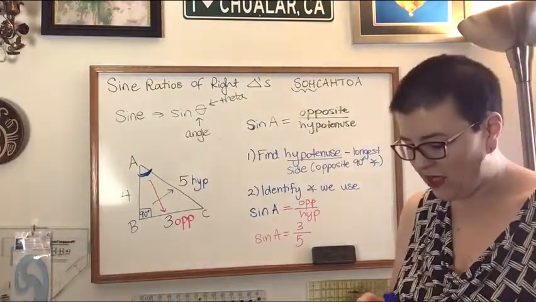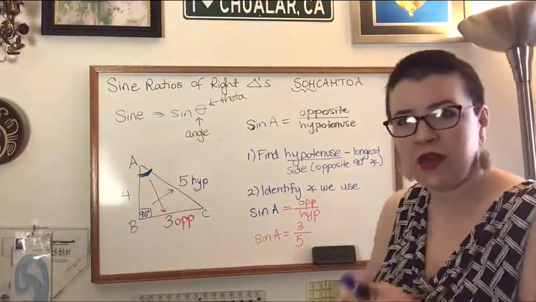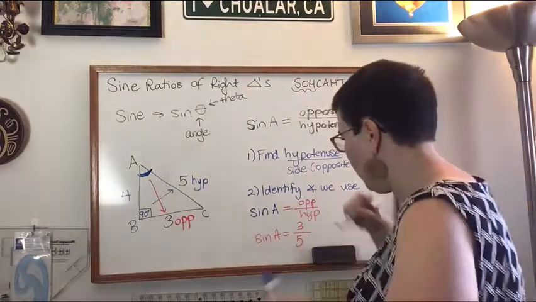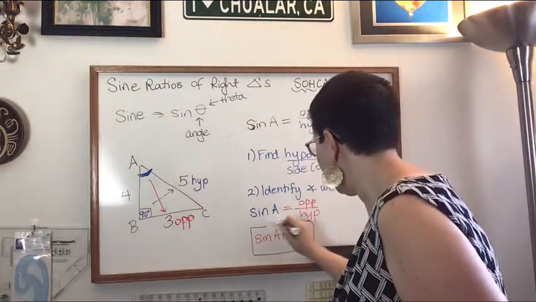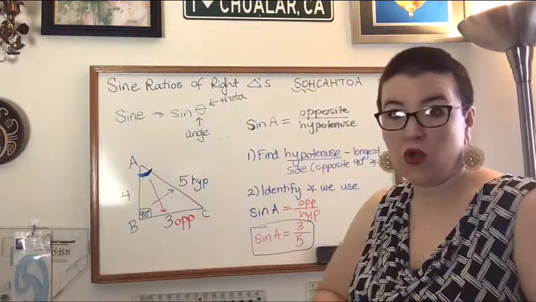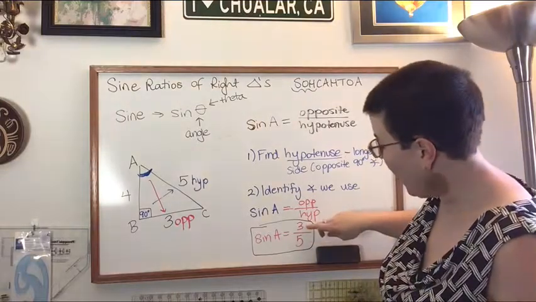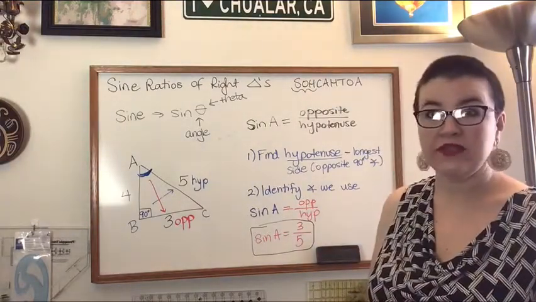That's all I'm asking you to find for these initial sine, cosine, tangent problems: can you find the ratio, the fraction of the opposite side to the hypotenuse side if it's sine.